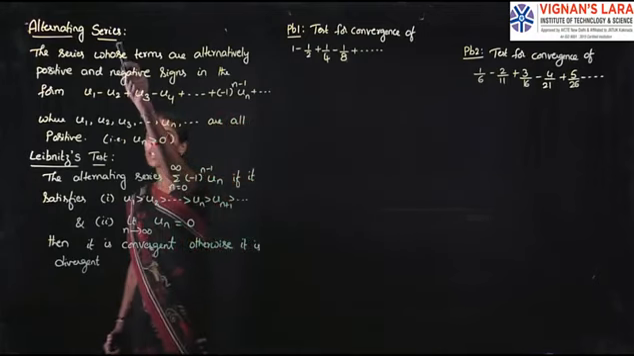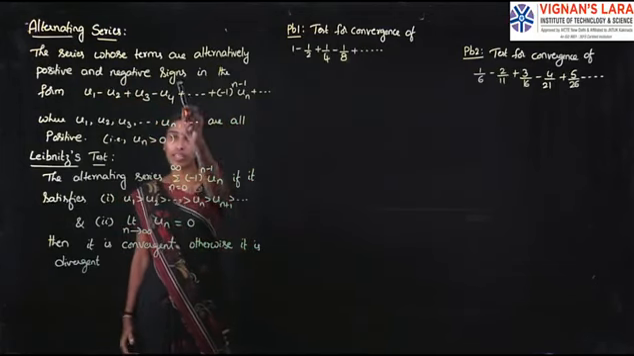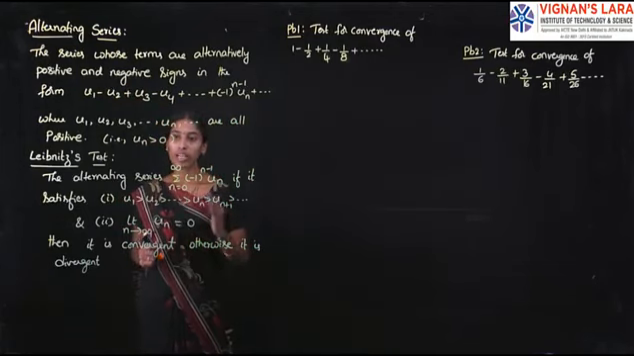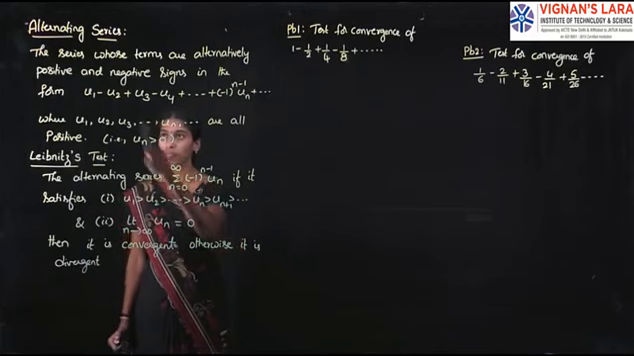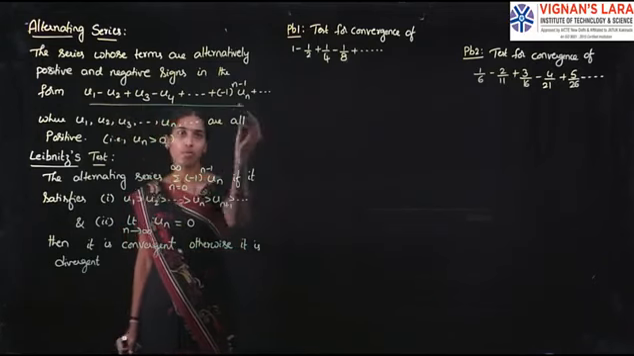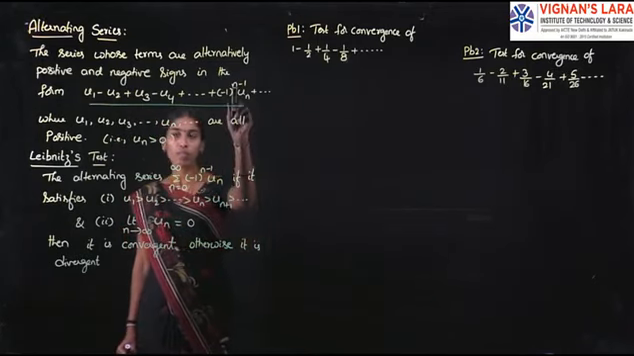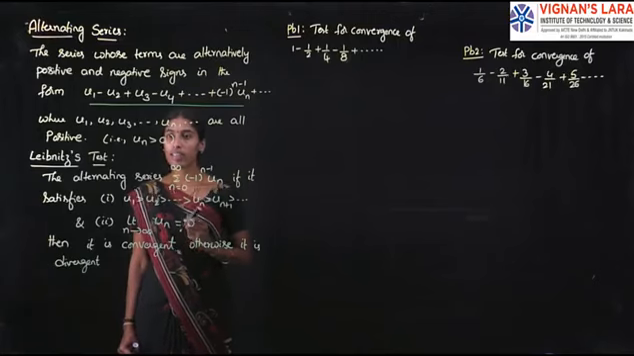Alternating series means the series whose terms are alternatively positive and negative. That is, if the first is positive, the second is negative, the third is positive, the fourth is negative. If the signs alternate, that series is called an alternating series. So what is this form? U1 minus U2 plus U3 minus U4 and so on, plus or minus (-1) power n minus 1 into Un. If the series is in this form, then it is called an alternating series.